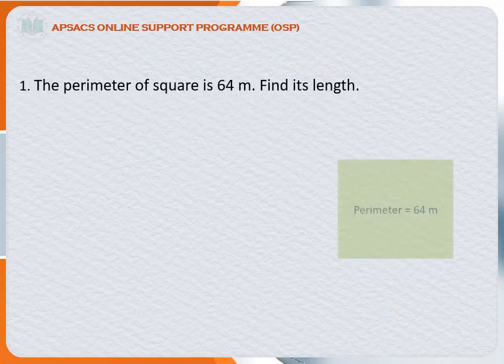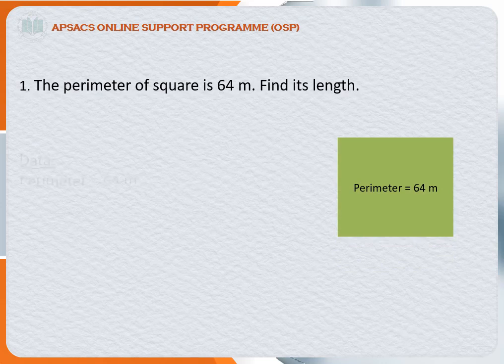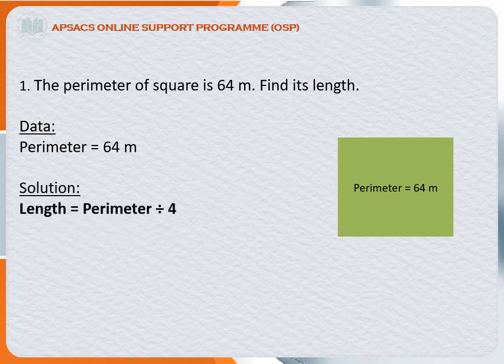Question number 1 is, the perimeter of a square is 64 meter. Find its length. We will write data: perimeter equals 64 meter. Afterward, put the heading of solution and write the formula. Formula will be length equals perimeter divided by 4. Now, place the values. Length equals 64 divided by 4. We will get 16. So, length equals 16 meter.